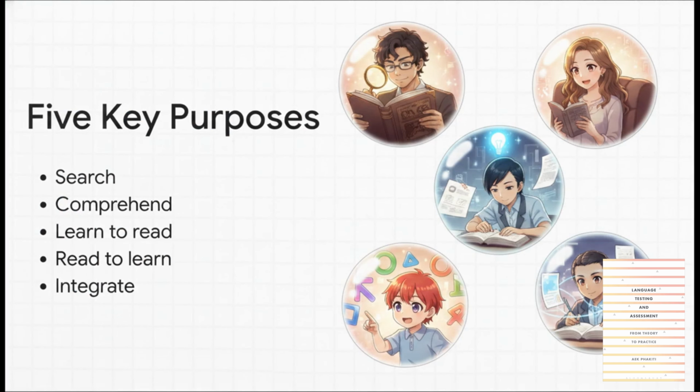And because of that massive complexity, the specific purpose of the reading fundamentally dictates the type of reading a student does. Vakiti outlines 5 key purposes: reading to search for information, reading for general comprehension, learning to read, reading to learn, and reading to integrate information. Those purposes map directly onto different reading styles. For example, if your purpose is general comprehension, you engage in extensive reading. If you need to search for specific facts or integrate complex information, you engage in intensive academic reading.